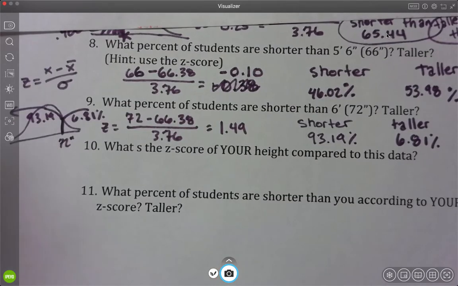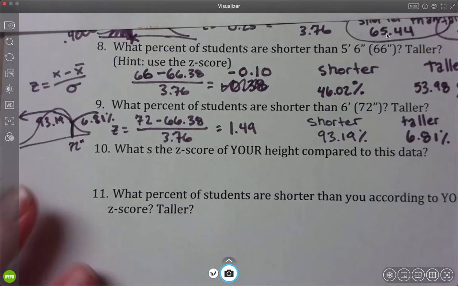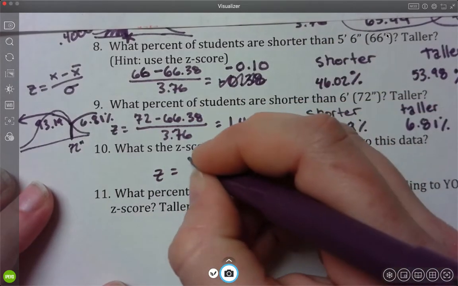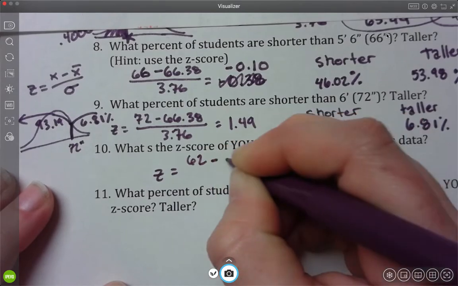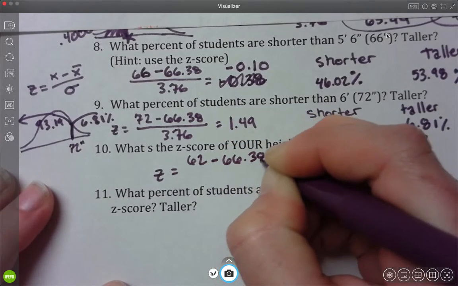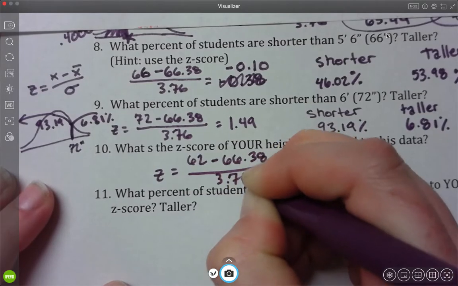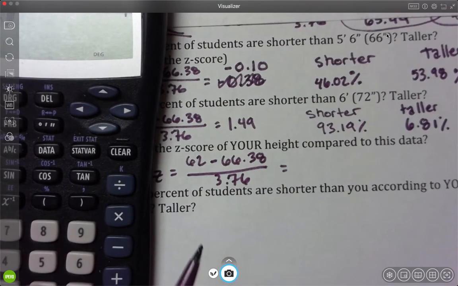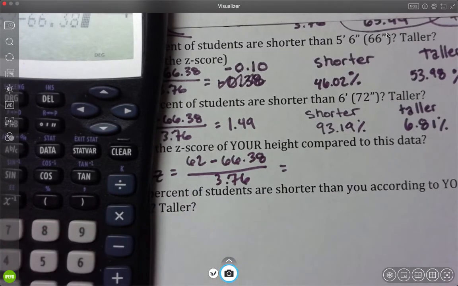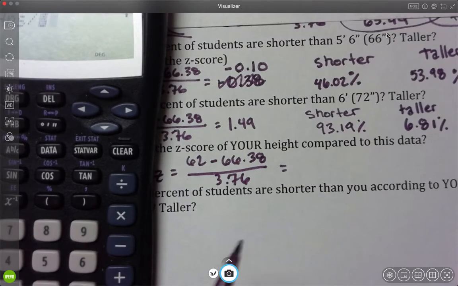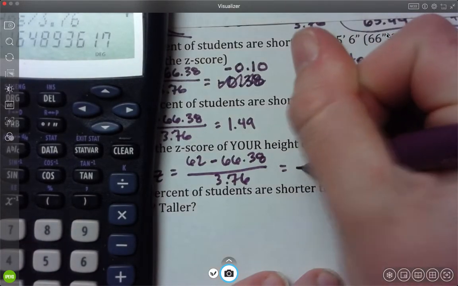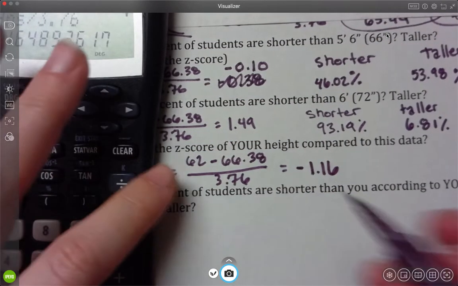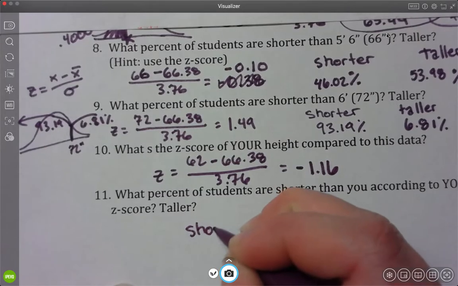Okay, last couple ones. What is the z-score of your height? So I'm going to do my height. My height is 5'2", so I have 62 inches. So 62 minus 66.38 divided by 3.76. My z-score is going to be a negative number. I'm going to have you do this on here, but with your height. So I have negative 1.16.